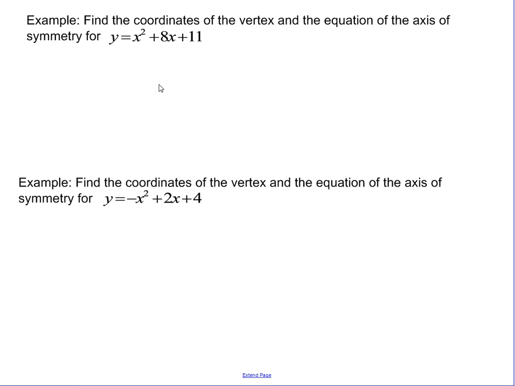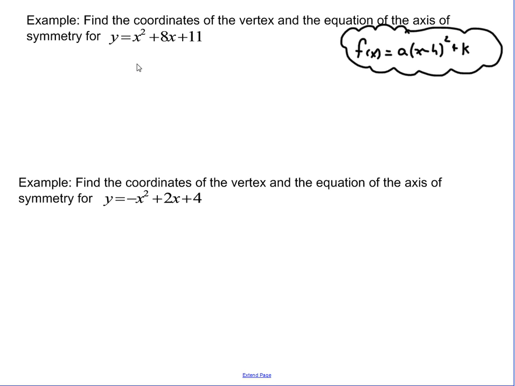Okay, so if we're really interested in finding the coordinates of the vertex and the equation of the axis of symmetry for a graph of any function, we want to try and put it in the form f of x equals a times the quantity x minus h squared plus k, because once we have that form, we have the location of the vertex itself.